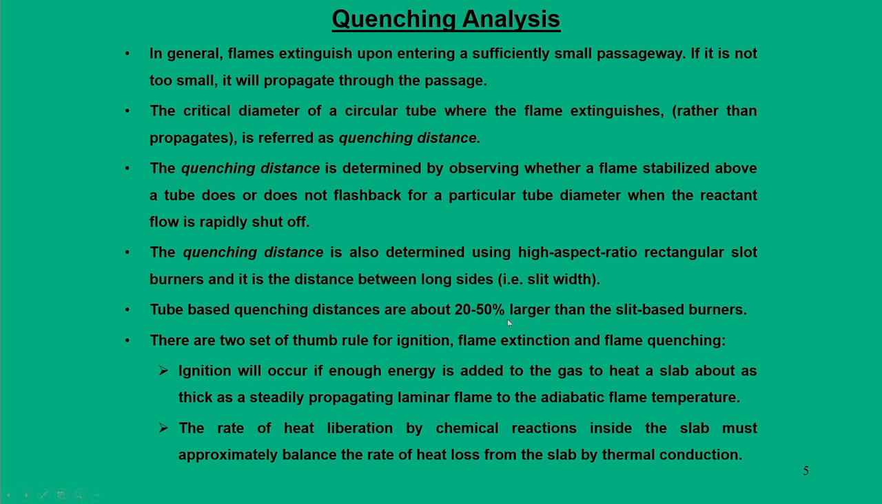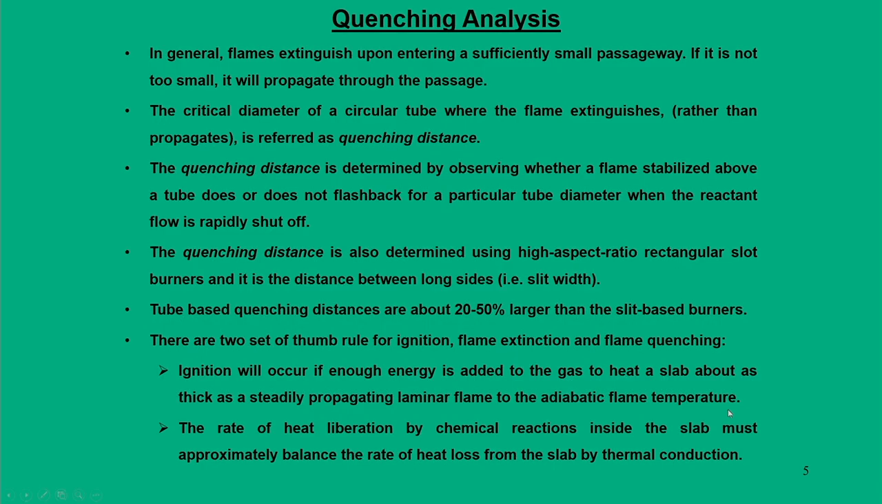what is the thumb rule for ignition? There are two sets of thumb rules for ignition, flame extinction and flame quenching. First one is, ignition will occur if enough energy is added to the gas to heat a slab about as thick as a steadily propagating laminar flame to adiabatic flame temperature. Basically, adiabatic flame temperature is the maximum temperature that you can achieve for a given air fuel ratio. That means we should give sufficient energy during the ignition process so that the flame, while propagating, reaches the adiabatic flame temperature.